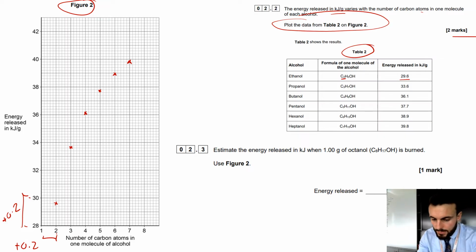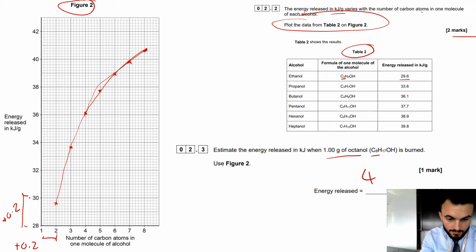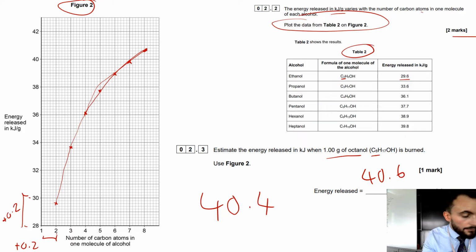And then for the next question, estimate the energy released when 1 gram of octanol, which is 8 carbons, is burned. So you imagine you've got a trend line like that, a bit better than that, but you get the idea. And then you would make an estimate of what the point would be if we had 8 carbons. So on mine it is 40.6. You're allowed a range of answers from that one. Depends on what your line shows. It's 40.4 to 40.8 kilojoules per gram.